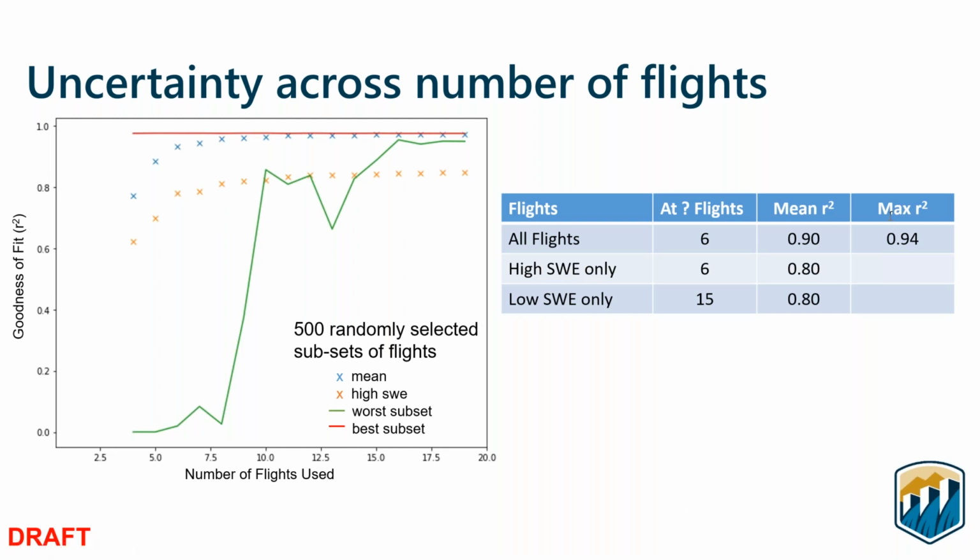So you can see blue X's mean, orange mean of only the high SWE years, green low. So that was the worst subset, and red the highest subset. But basically, the main point of this slide is that as we start to look at quote unquote atypical years, those relationships start to break down. And if you go to the next slide, you'll see that again.